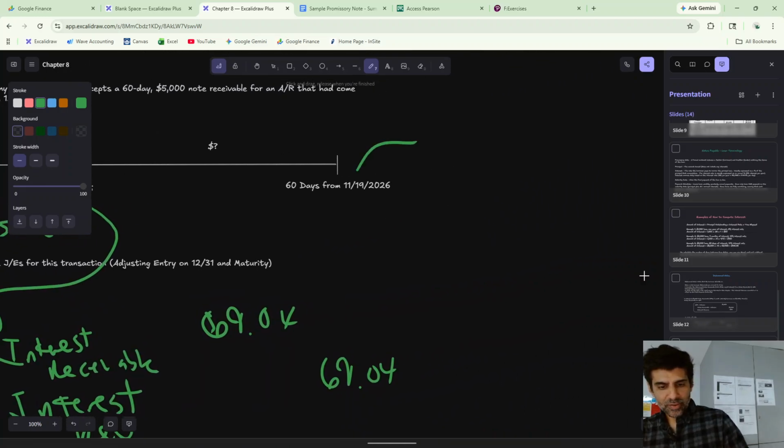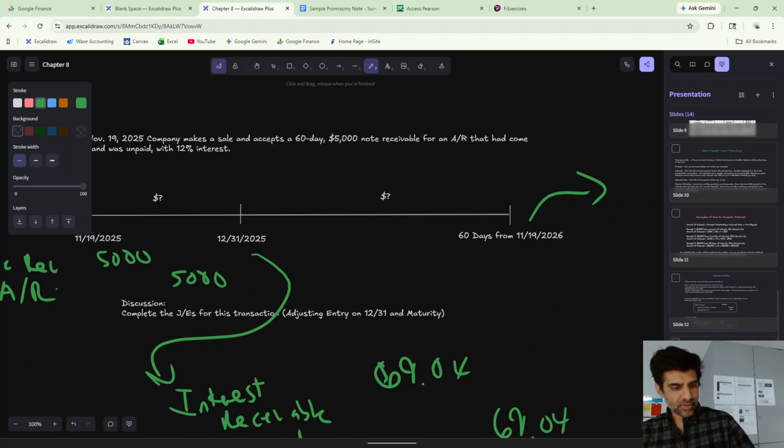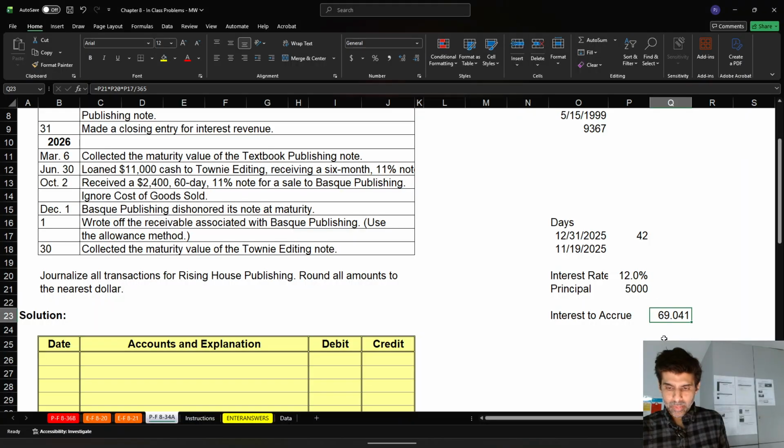Okay. So then when they pay us off, we had 42 days here. How many days are going to be in the next year? This is kind of not drawn to scale because 42 is the majority of the 60 days. So how many days are here? 18, exactly.